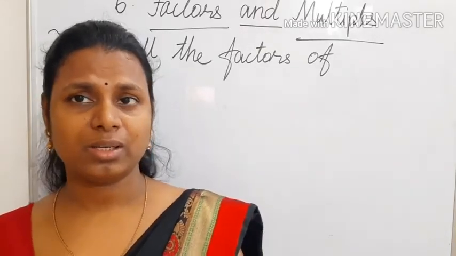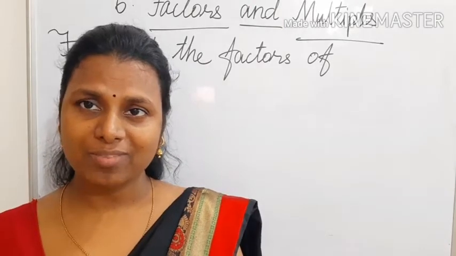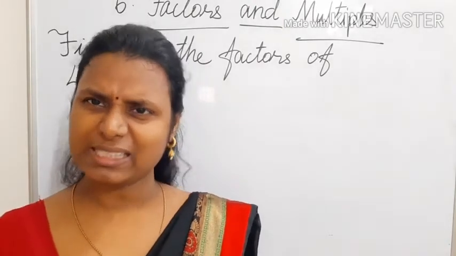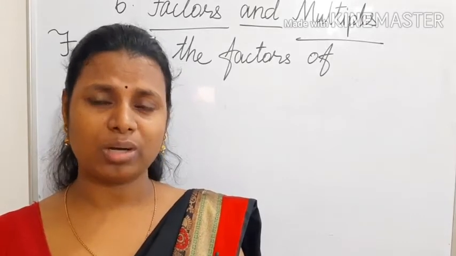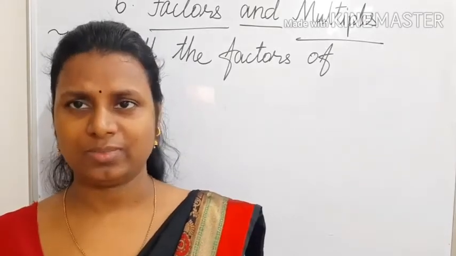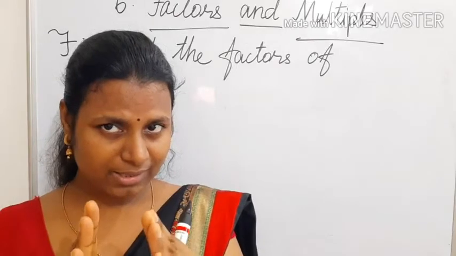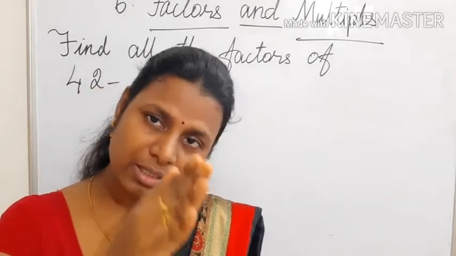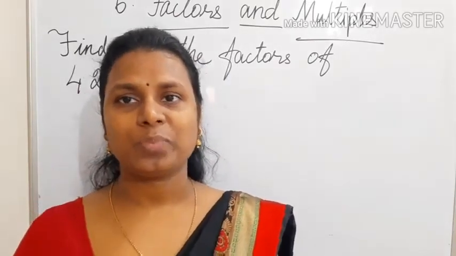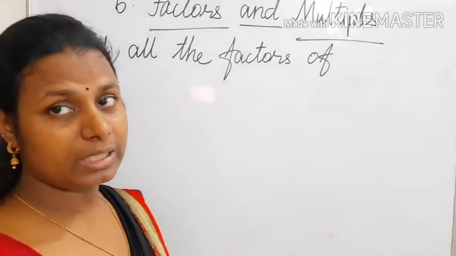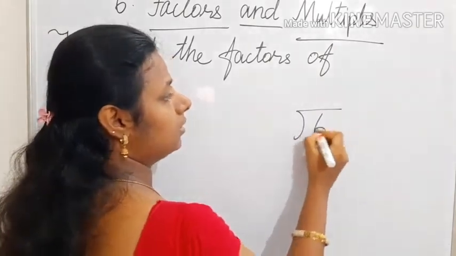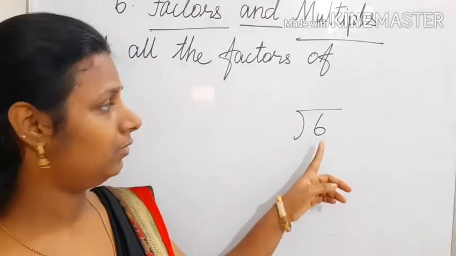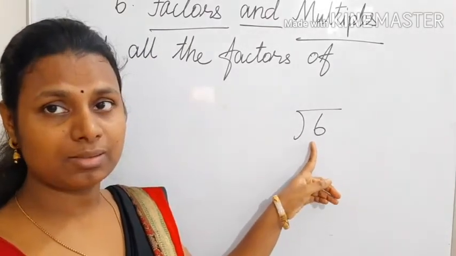Factor means when a number divides another number exactly, that divisor is called a factor of that dividend. Isn't it? Now, once again, I will explain with an example, the same number. I have taken 6.